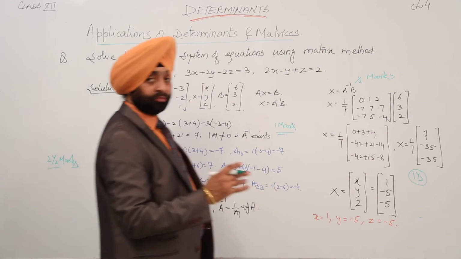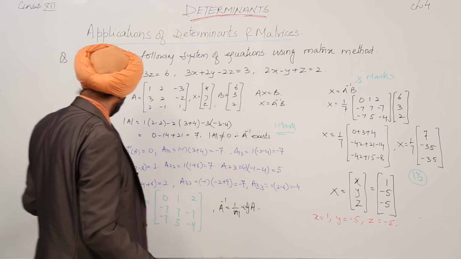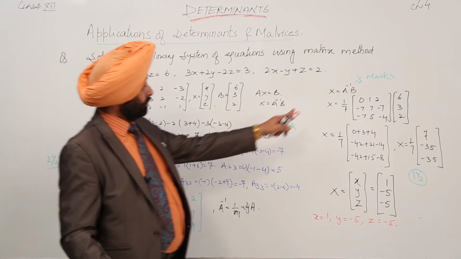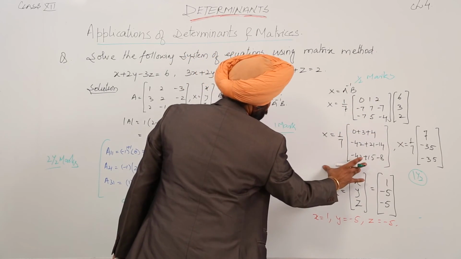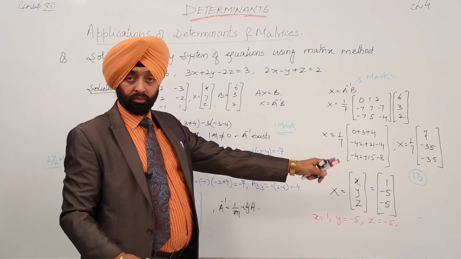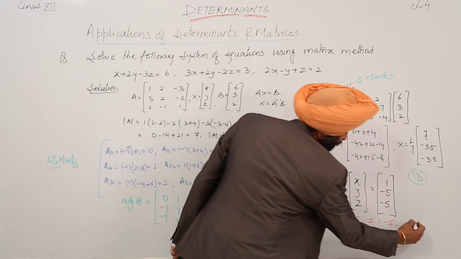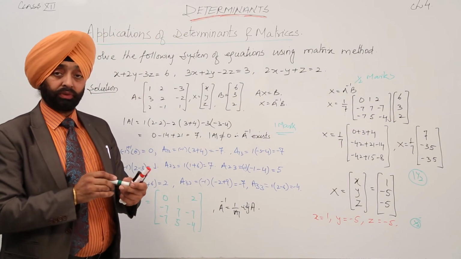So how many marks are we getting? 1, 2.5, 3.5 and half, 4 for this calculation part up to here, and this part writing this one 1.5, 5.5, and half a mark for the final answer. So normally this question is for 6 marks.